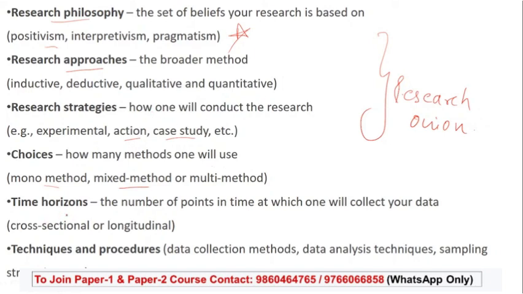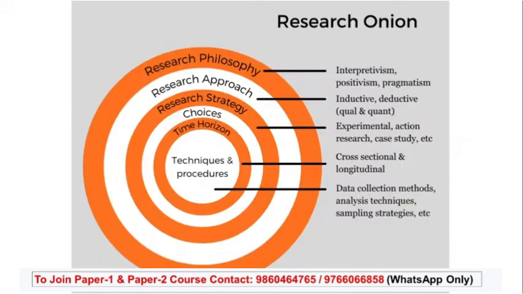Time horizons. So time horizons, it is with the help of what? The point of time. So either it can be cross-sectional, okay, or one section to another, or it can be longitudinal, taking into consideration a long period of time for your research. And then we have the techniques and procedures in the form of data collection methods, in the form of analysis, in the form of sampling. Okay, so this is how your research onion is built up.